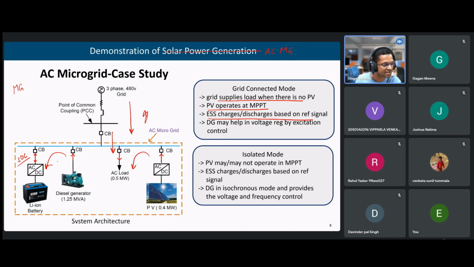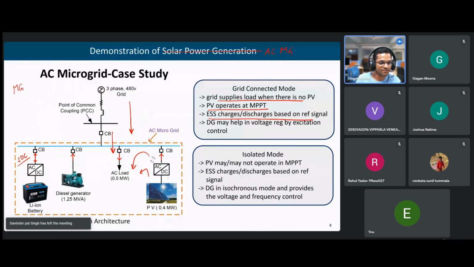Suppose the battery is already charged and the generation is more than the load, then it can feed into the grid. So it will depend upon the SOC of the battery, right? And this diesel generator will help in the voltage regulation of this bus. When it is connected to the grid, the diesel generator will not be used.